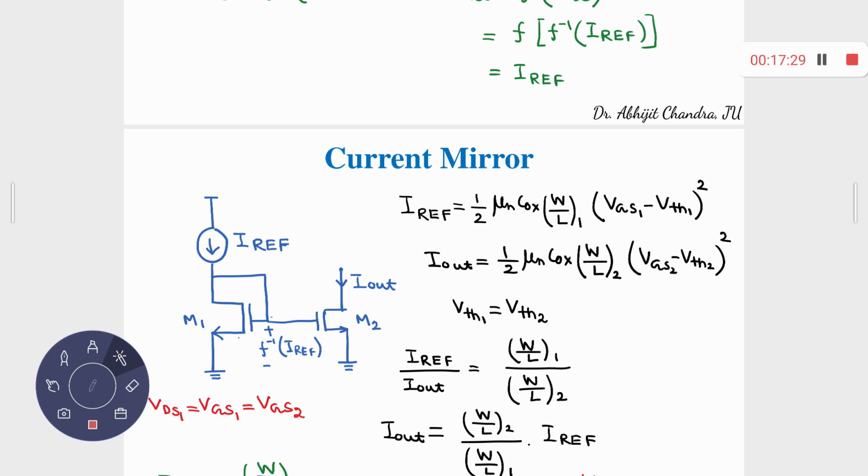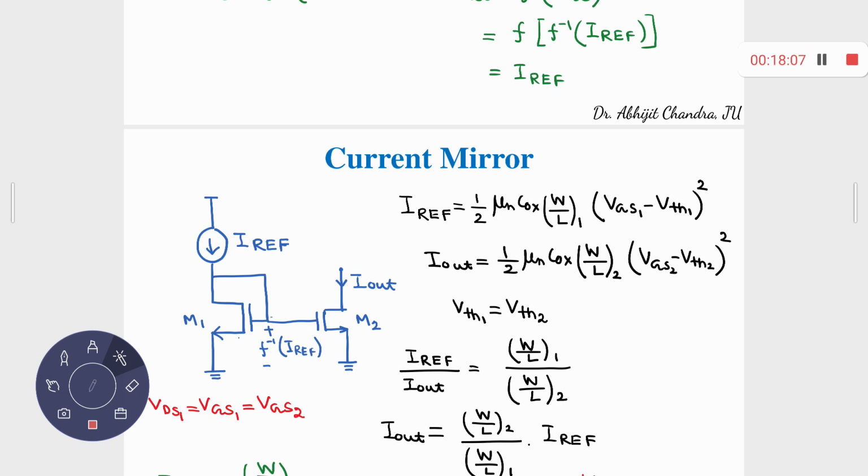VGS is equal to VTH plus square root of twice I reference by mu n C of W by L1, of this particular MOS M1. Now, if you provide that VGS to the gate of the second MOS M2, with source grounded, what will be the current? I reference is equal to half mu n C of W by L1 into (VGS1 minus VTH1) whole square. Let's assume both MOS devices share the same threshold voltage, so threshold 1 and threshold 2 are equal.